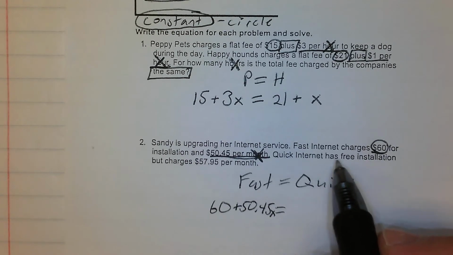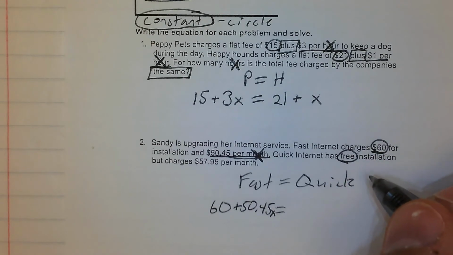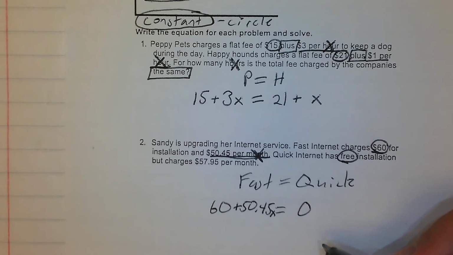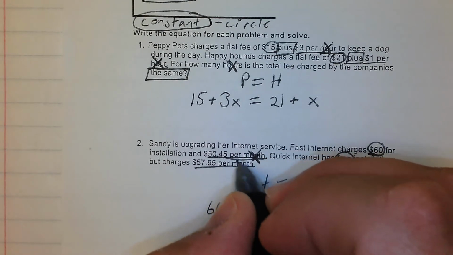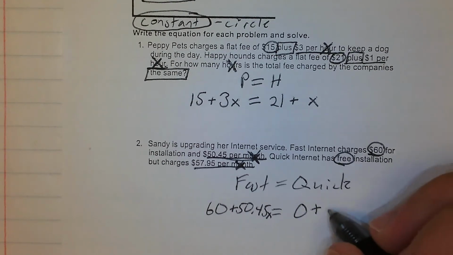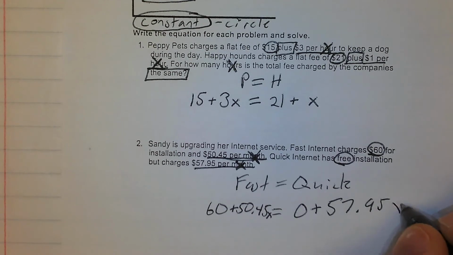Now, quick internet has free installation. Well, if it's free, that means the installation is 0. Now, I could put the 0 here. But to be honest with you, there's really no reason for me to have that. But for now, for purposes' sakes, I'm going to leave it there. I would add to that because they're charging, right? So we're adding $57.95 per month, month being my X. That is my variable because of the per. And we say 57.95 times X.